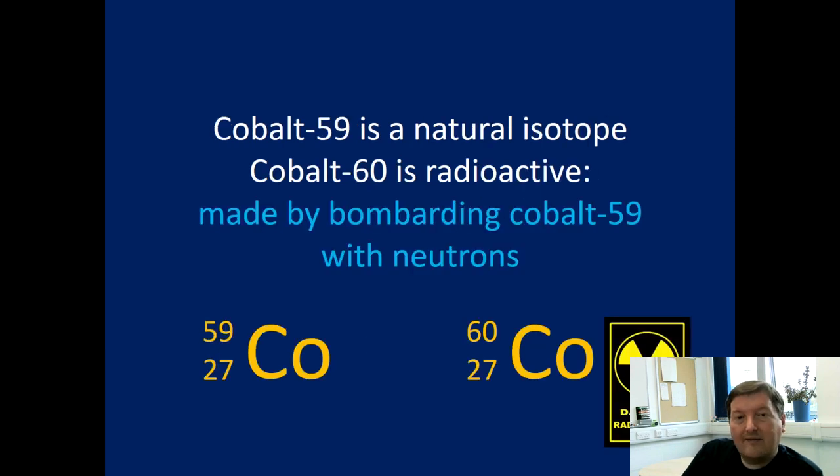All atoms have isotopes. So cobalt-59 and cobalt-60. Cobalt-59, that's the mass, so neutrons plus protons. 59 is the natural isotope, and cobalt-60 is the radioactive one. And this cobalt-60 is made by bombarding cobalt-59 with neutrons. So we add an extra neutron into the nucleus here. And cobalt-60 is used medically as a source of radioactivity.